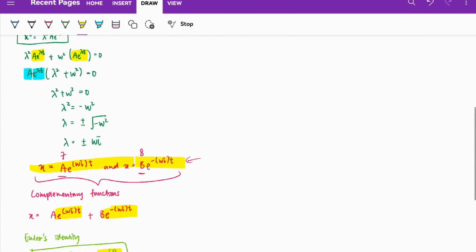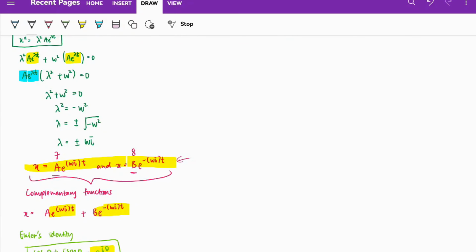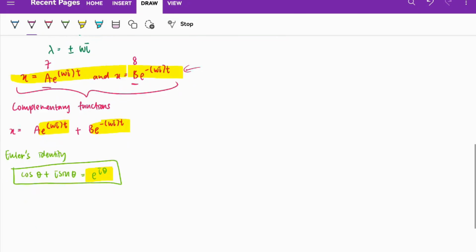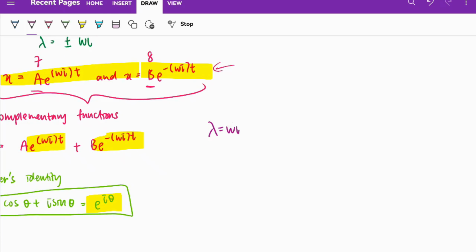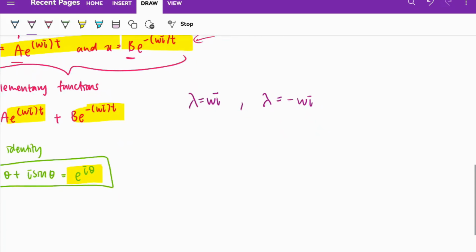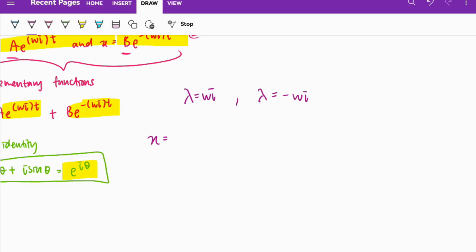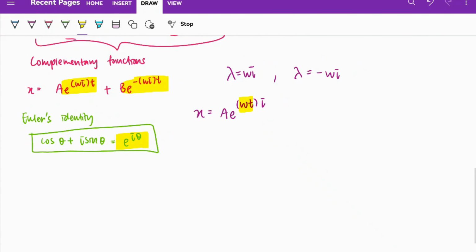Okay, let me write this. I think we should perhaps go to the other side. Use a different color as well. So we know that lambda is given by omega i, and we have lambda equals negative omega i, where our first x, we have A e to the, I'm going to rewrite this as omega t i. So if you realize, your theta is actually omega t. So now we can write the equation in terms of cos and sine.